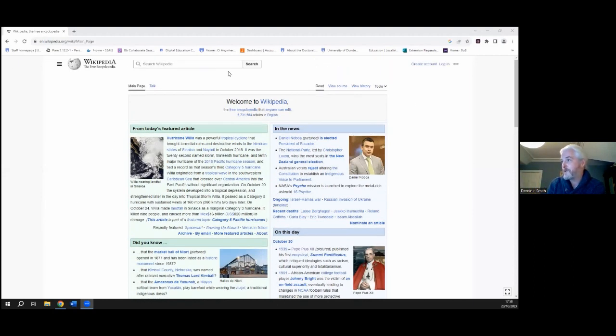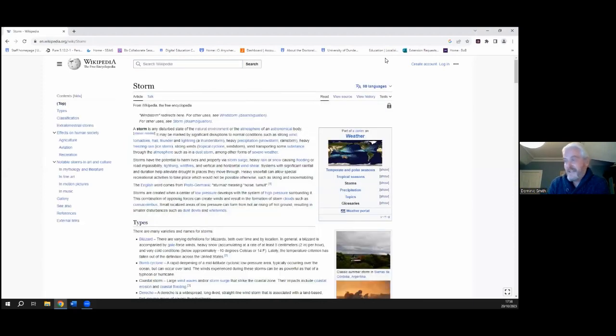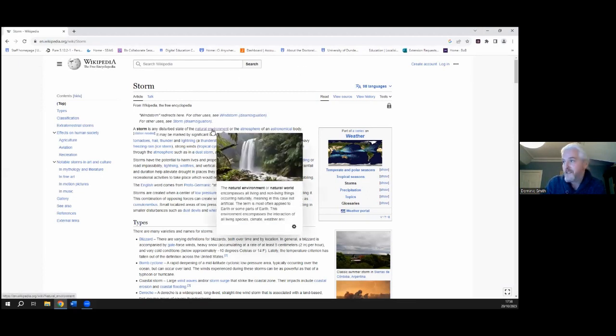Okay, so looking at this page, I'd like you to go to a Wikipedia page of your choice. You can start anywhere you like. So being topical, I thought I might start at this page. And what I'd like you to do is hit the first main hyperlink in the text. So if you've got storm, the first link would be natural environment.